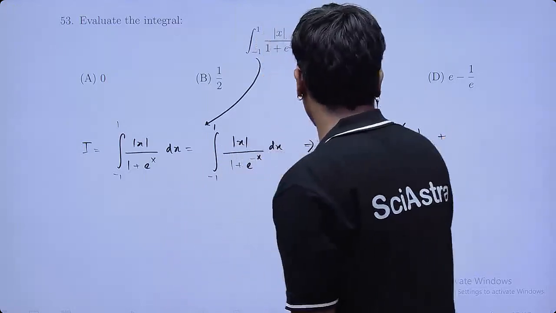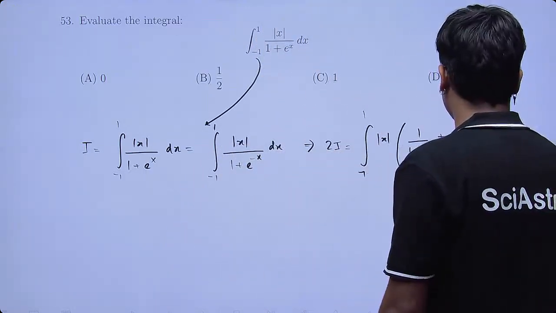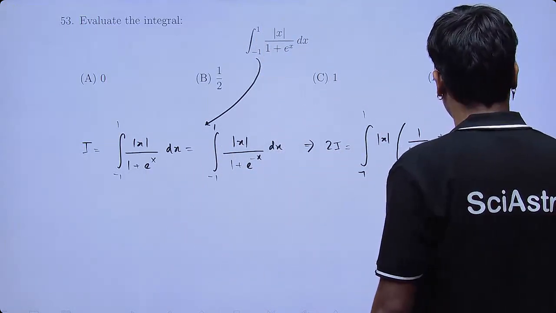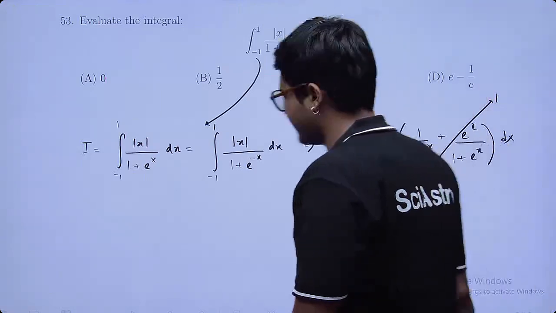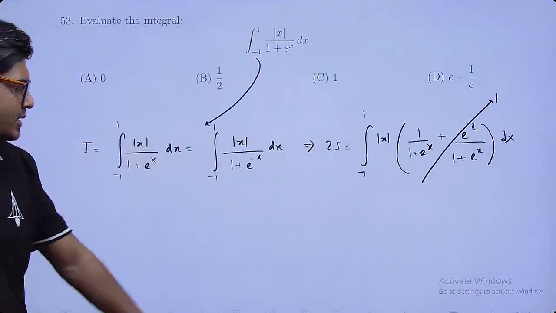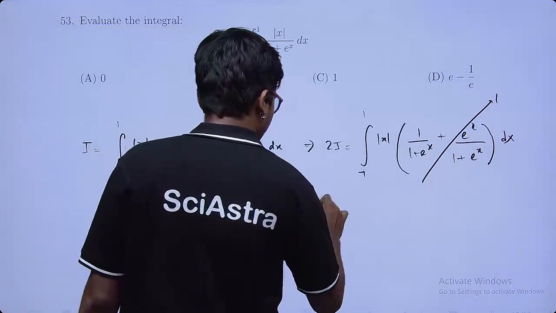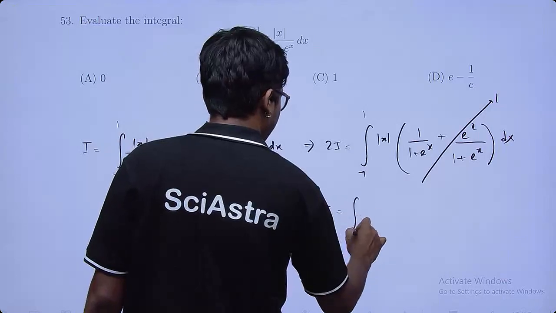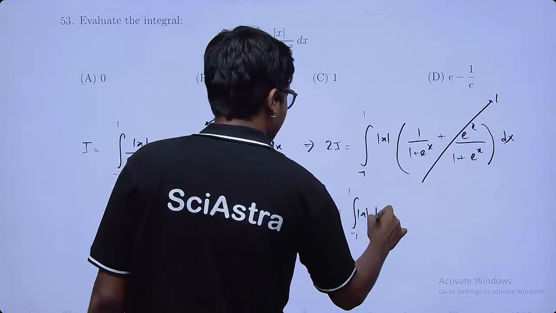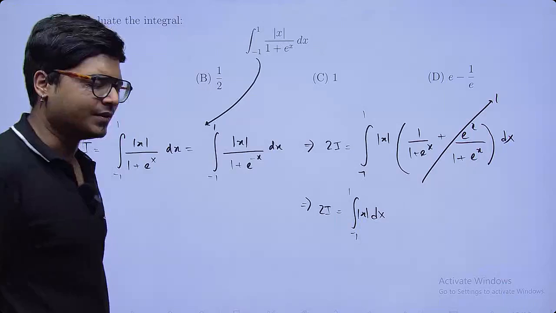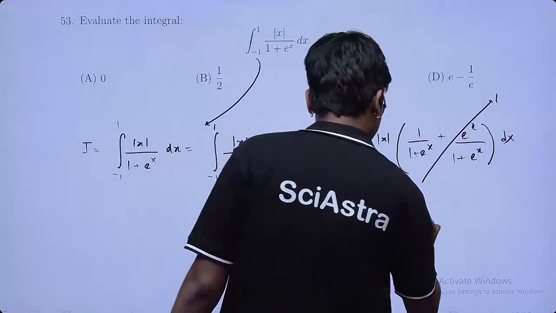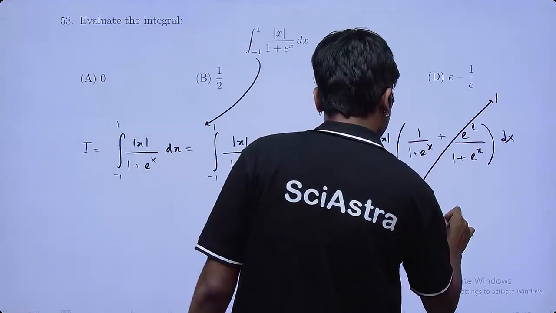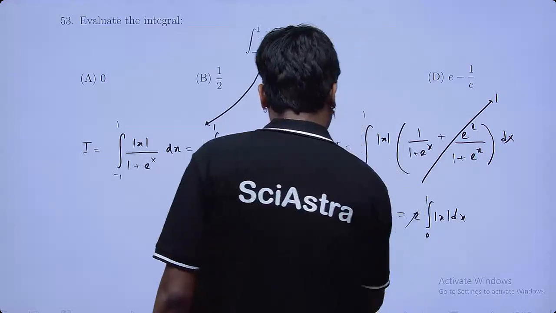times e power x by 1 plus e power x, and this entire thing goes to 1. Yes or no? So what is the value of 2I? 2I just turns out to be the integral from minus 1 to 1 of mod x dx. Now you can solve this whichever way you want. If you want, you can use the fact that this is twice the integral from 0 to 1 of mod x dx, which implies I is just this integral.